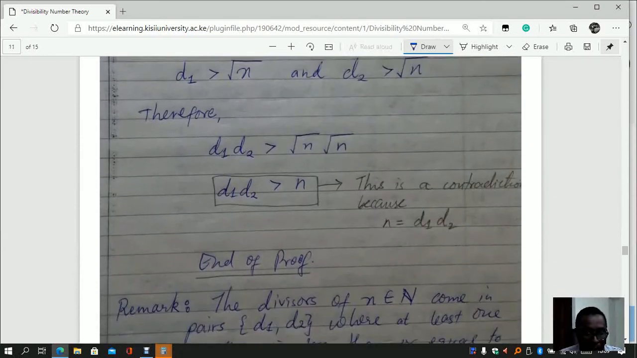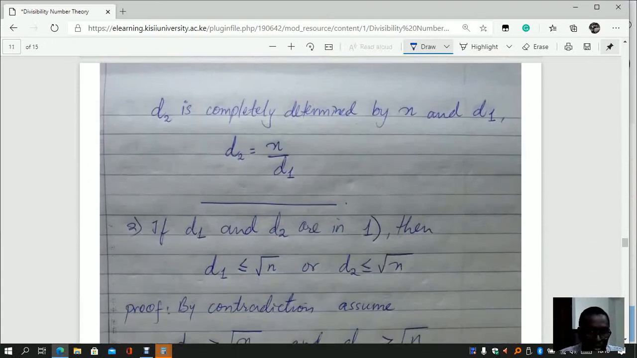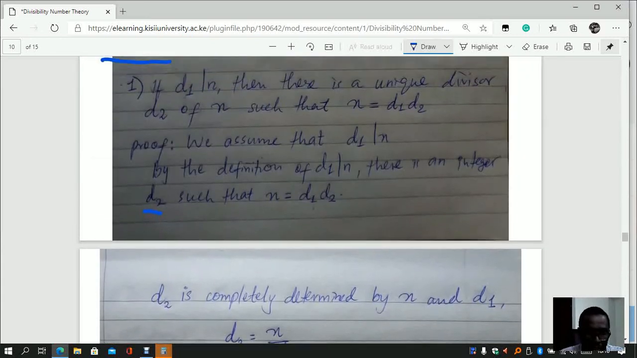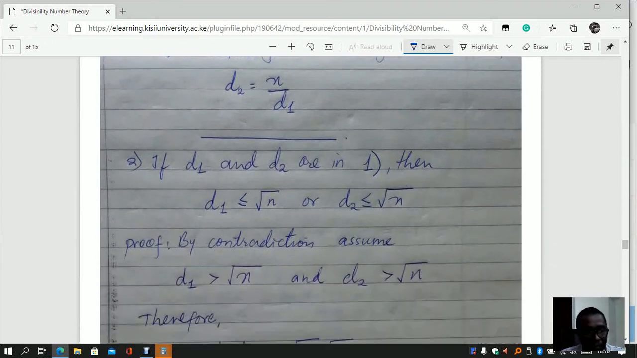Maybe I can just go through it quickly. If d1 divides n, then there is a unique divisor d2 of n such that n is equal to d1 times d2. Yes, that's true. We assume that d1 divides n. By definition of d1 divides n, there's of course another integer d2 so that n is equal to d1 times d2. So d2 is completely determined by n and d1. You can play around with this. If you are looking for d2, you can divide by d1 on both sides, and so we have d2 is n over d1.